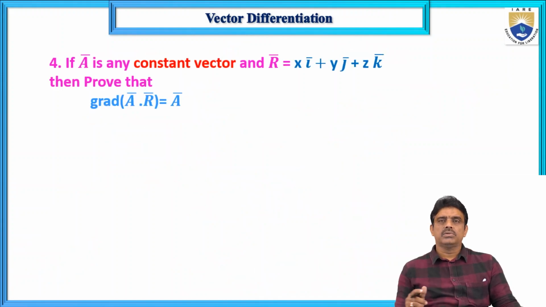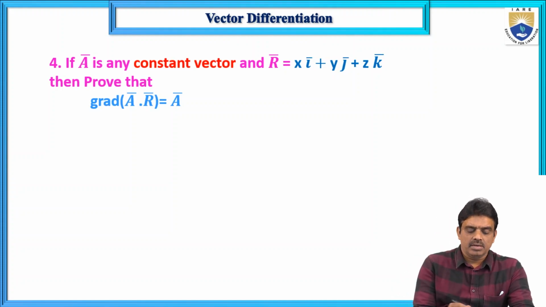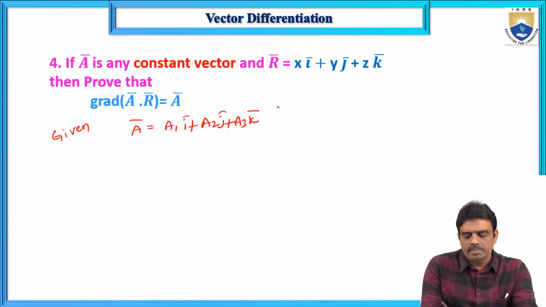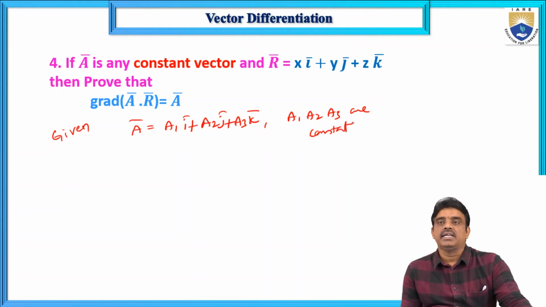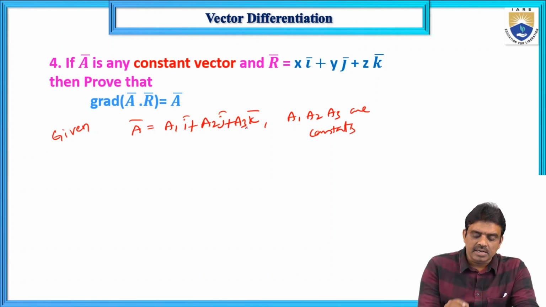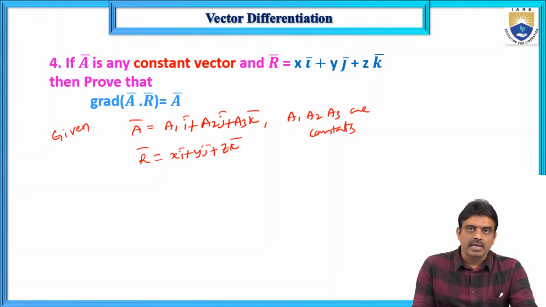Here also, see another theorem. Here a bar is any constant vector. Constant vector means what? a bar is given, a bar is a constant vector. That is, I can assume a1 î plus a2 ĵ plus a3 k̂, where a1, a2, a3 are constants. Constant vector means all the three values a1, a2, a3 are constants. If these are functions of x, then it is not constant. So it is a constant vector. And given that r bar is x î plus y ĵ plus z k̂, it is a position vector of the point (x, y, z).